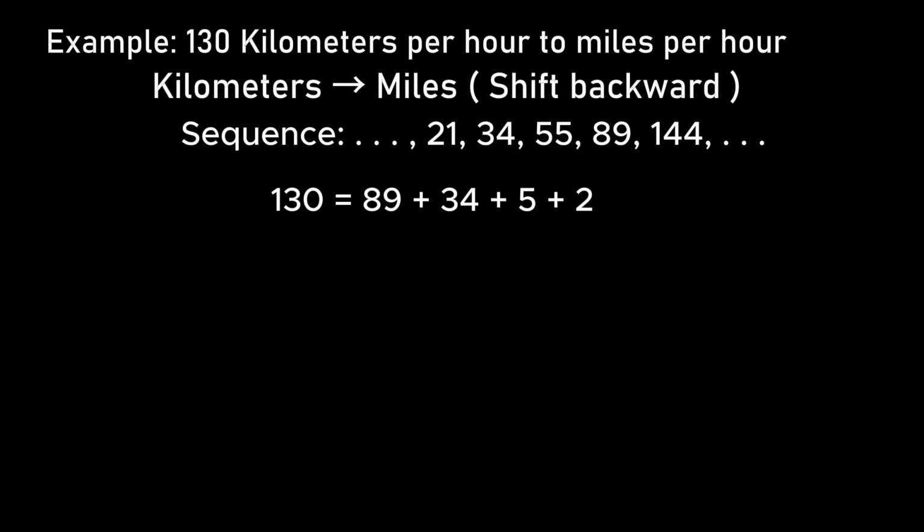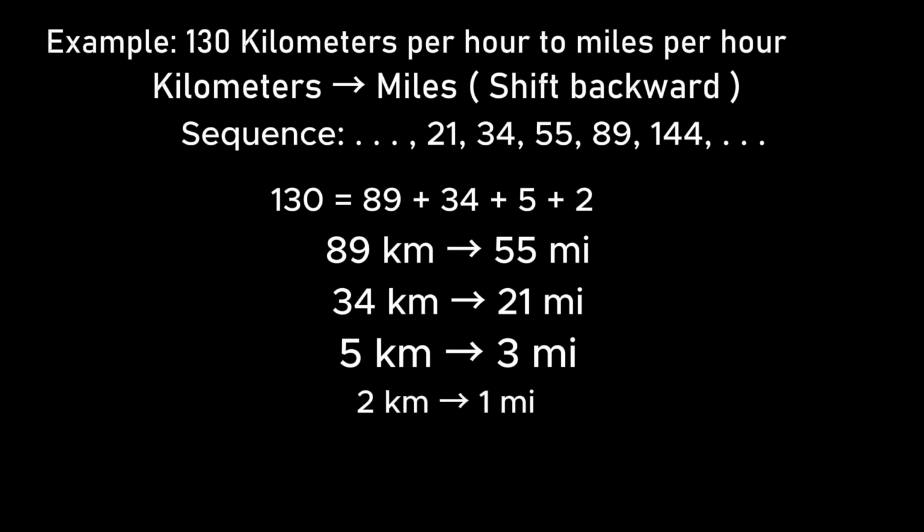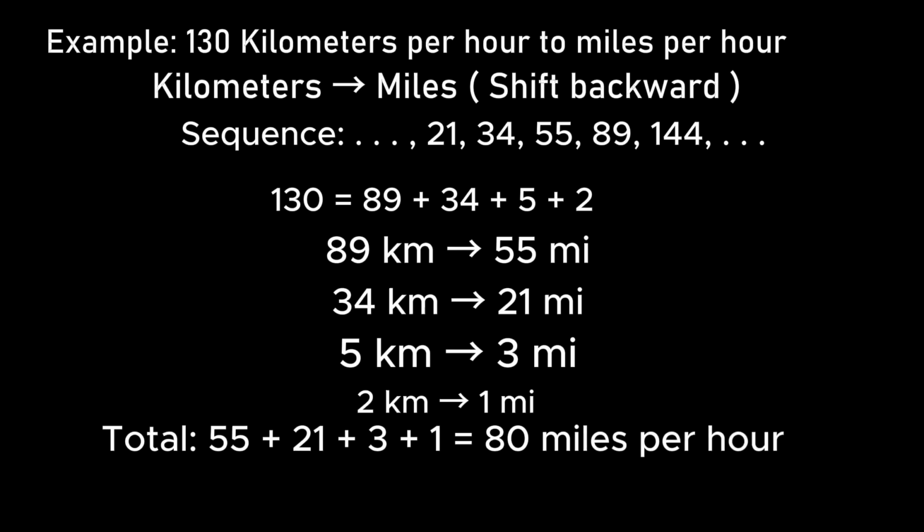Now we shift each one backward. 89 kilometers goes to 55 miles, 34 kilometers goes to 21 miles, 5 kilometers goes to 3 miles, and 2 kilometers goes to 1 mile. So 130 kilometers per hour is approximately 80 miles per hour. Again, the trick gives us a result that is less than 1 mile per hour off. It's incredibly reliable. You might notice that as the numbers get smaller, the error percentage gets slightly larger.